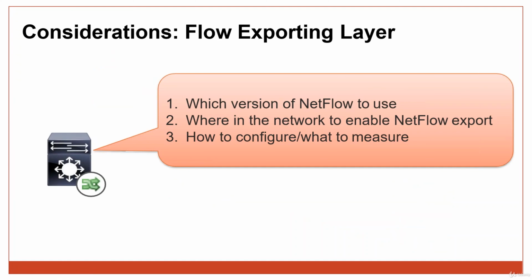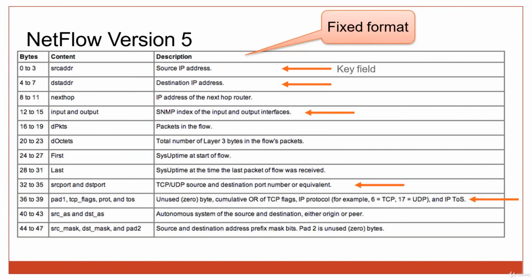Again, we have version 1 up to 9, and 5 is most popular. So here you can see, for example, in the popular version, version 5, what the content and the description are. We can check the addresses, the next hop, the SNMP index, packet flow, total number of L3 bytes, system uptime, TCP/UDP port, and any flags. Again, you can see this key information.